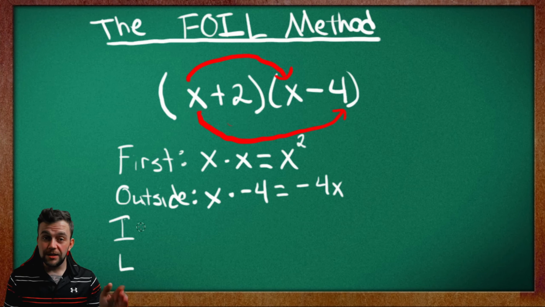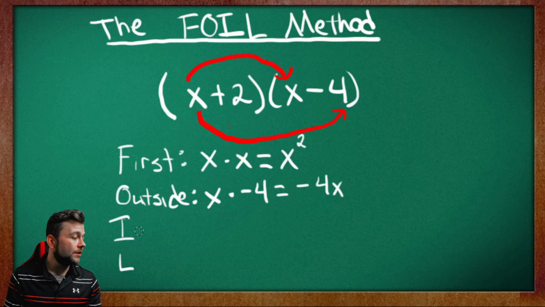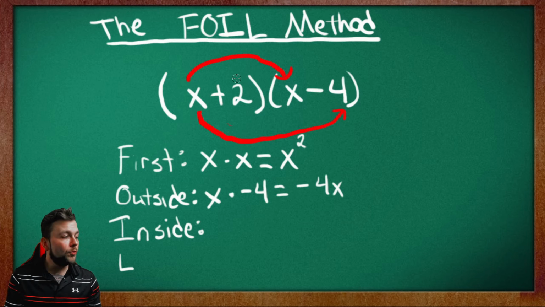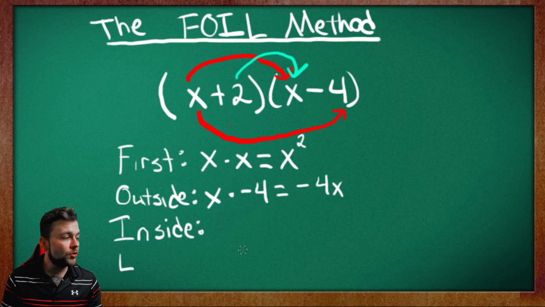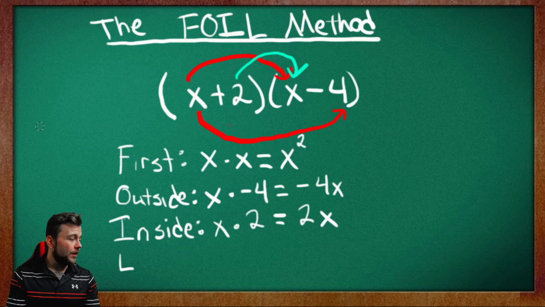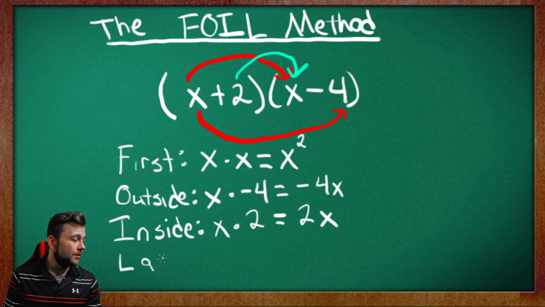We'll move down to the next letter, and that is inside. So we're now going to multiply the inside terms, and I'll change up my colors so we can keep it a little bit different. The 2 and the x are the inside terms of our factors. How do we multiply those? Well, it's 2 times x, or x times 2, and that equals 2x. And then we are on the last step, and the L stands for last.